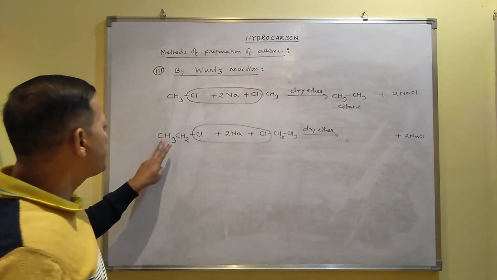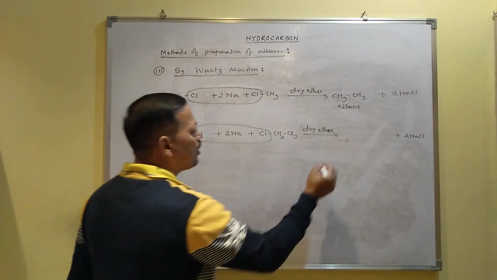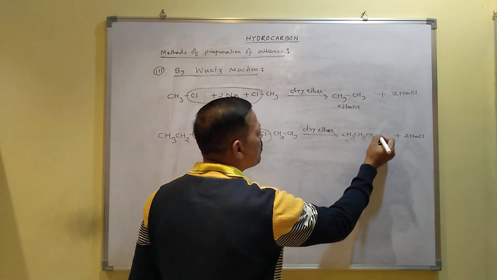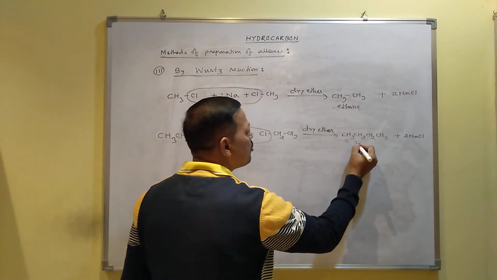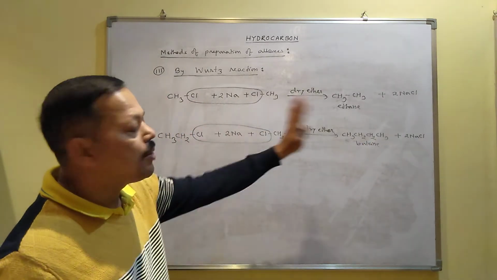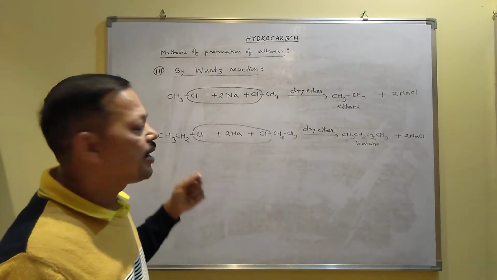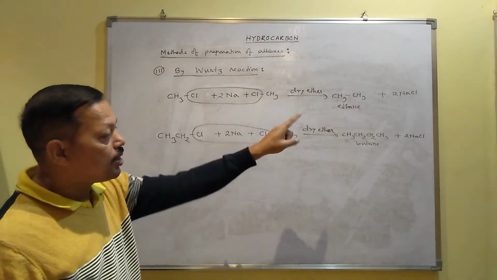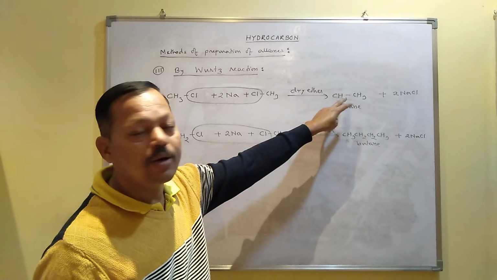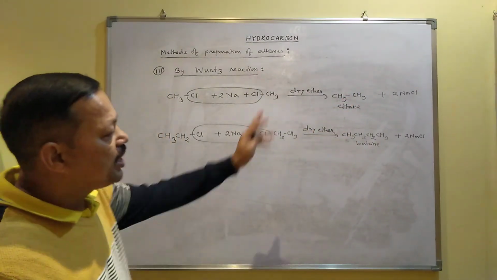Now this CH3CH2 combined with this CH2CH3, you will get 4 carbon alkane, like this, CH3CH2CH2CH3, which is said to be butane, 4 carbon present. So in Wurtz reaction, always you will get double the number of carbon of alkane as present in your alkyl halide. If your alkyl halide contains 2 carbon, in product side you will get 4 carbon. If your alkyl halide contains 1 carbon, you will get double number of carbon, I mean 2 carbon. So you can prepare the alkane in this way.